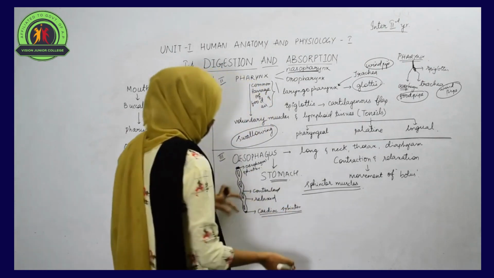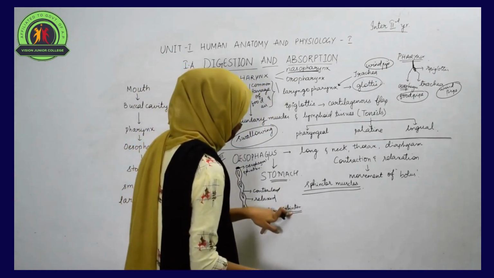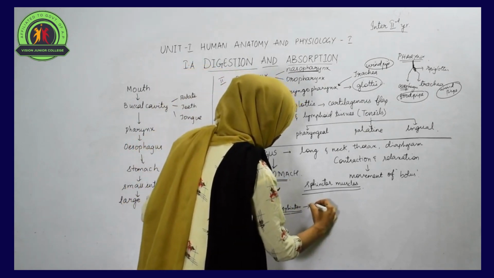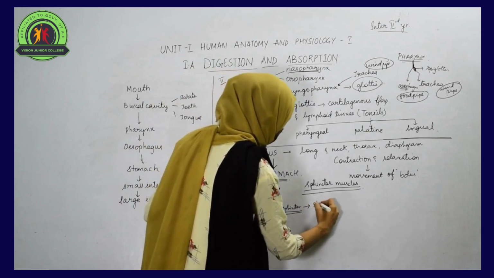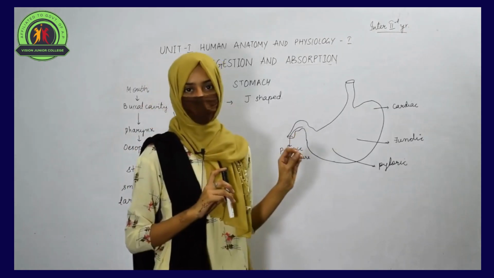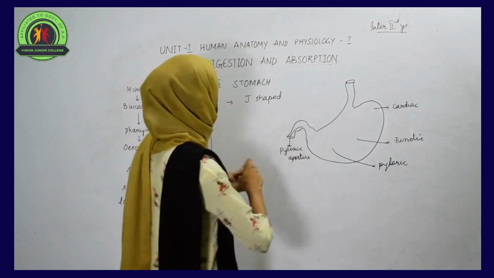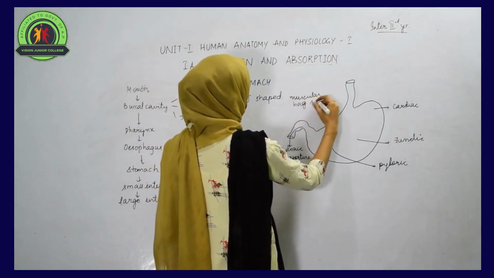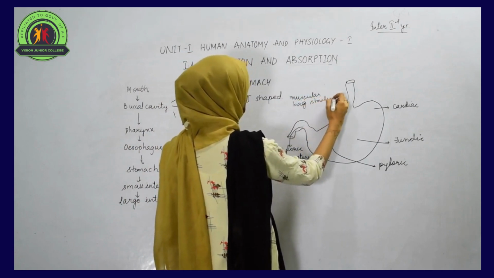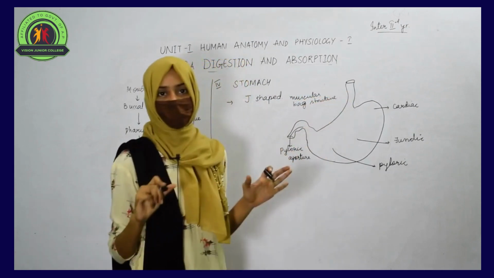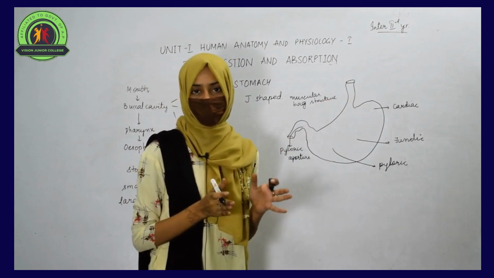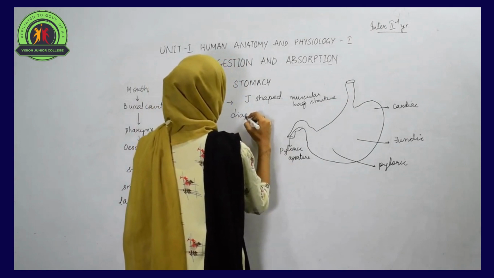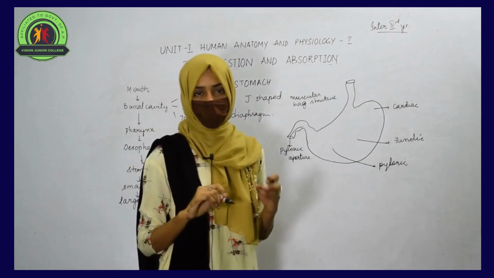And the contraction and the relaxation of these cardiac sphincter muscles allows the opening and closing of the esophagus into the stomach. So the esophagus is a food pipe which opens into a J-shaped muscular bag-like structure, and this J-shaped muscular bag-like structure is our stomach. The stomach is located in the left part of our abdominal cavity, just below the diaphragm. So it is located below the diaphragm in the left part of our abdominal cavity.